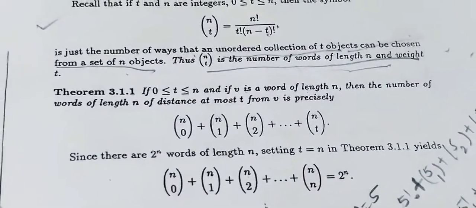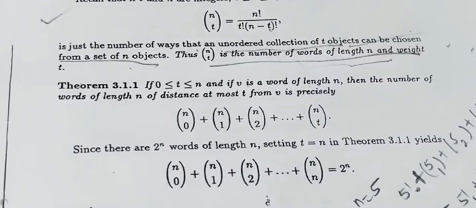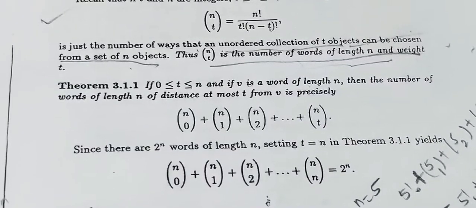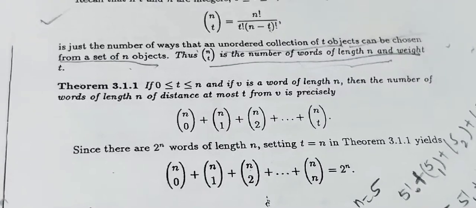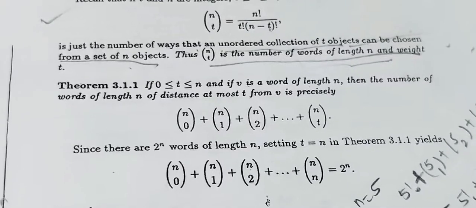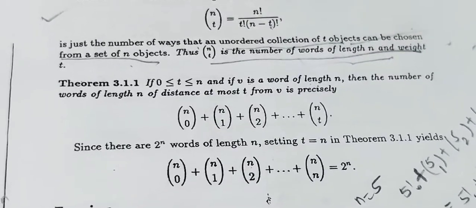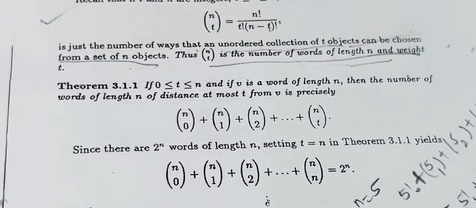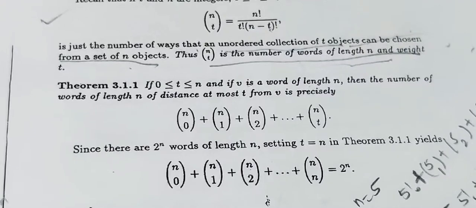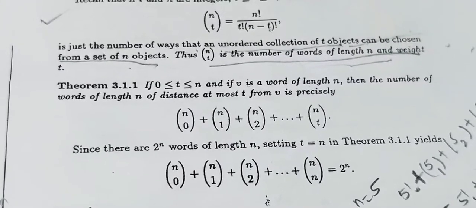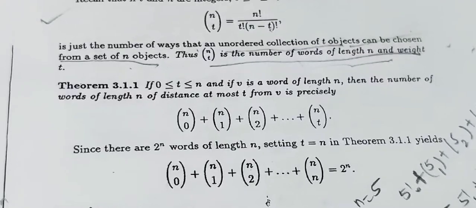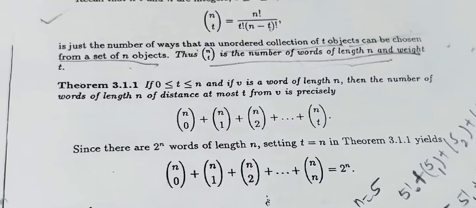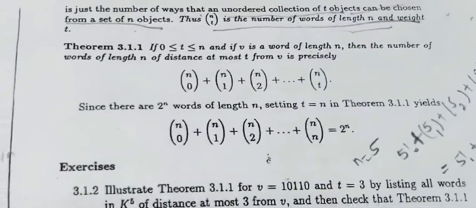So next we have a theorem. If 0 less than or equal to t less than or equal to n, and if v is a word of length n, then the number of words of length n of distance at most t from v is precisely nC0 plus nC1 plus nC2 plus etc. plus nCt. Since there are 2 raised to n words of length n, setting t equal to n, we substitute t as n, then nC0 plus nC1 plus nC2 plus etc. plus nCn equals what? 2 raised to n. So this is the theorem.